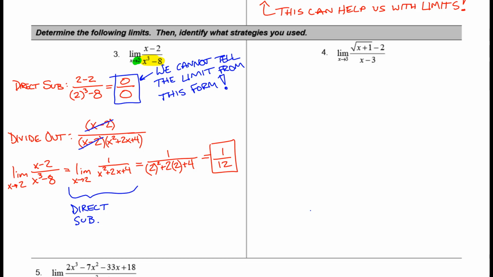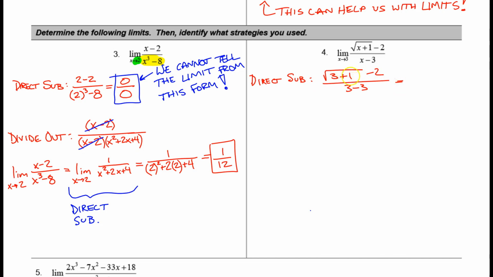Let's move on to example 4. I'm going to find the limit of this function, the square root of x plus 1, all minus 2, divided by the quantity x minus 3, as x approaches 3. As is always the case, the first thing we're going to try is direct substitution. So that's going to give me the square root of 3 plus 1, all minus 2, divided by 3 minus 3.